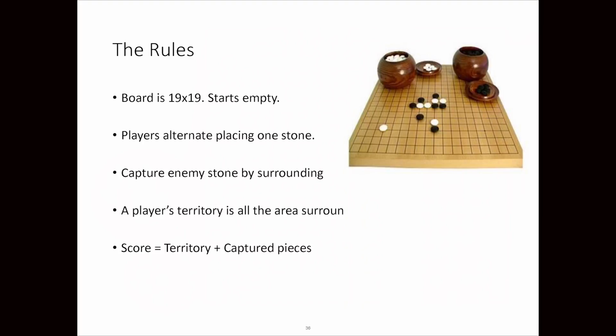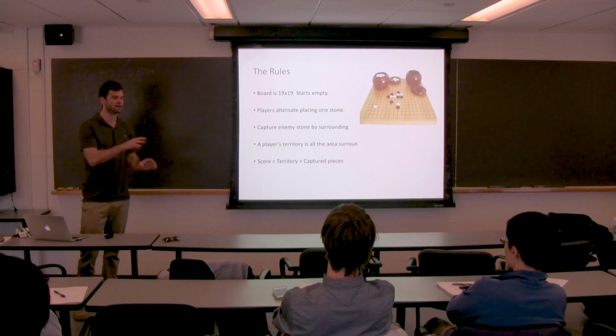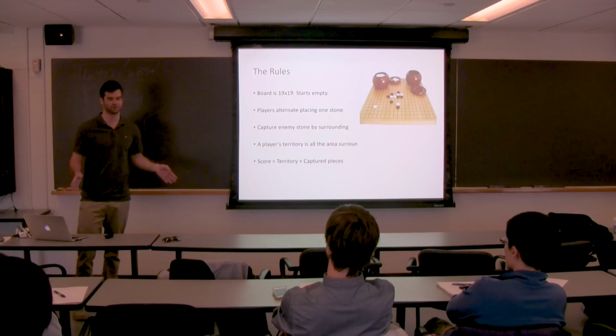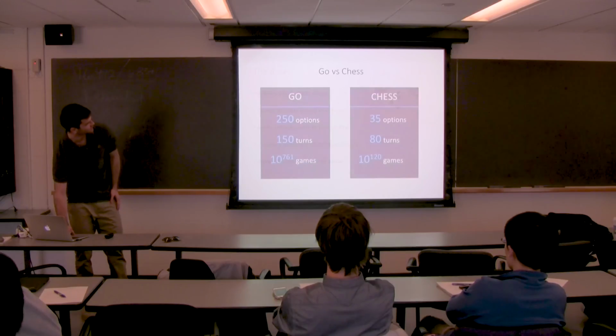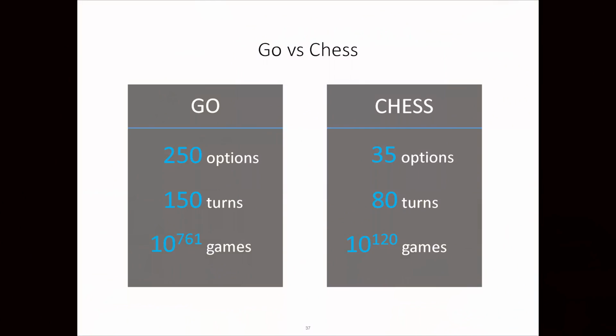The rules aren't super important. The main emphasis is there are very few rules, so you would think it's really simple, but the complexity of the game is quite extreme. At each turn, you have about 250 options that you can play. Each Go game lasts about 150 turns, so that gives you a total of 10 to the 761 games approximately.